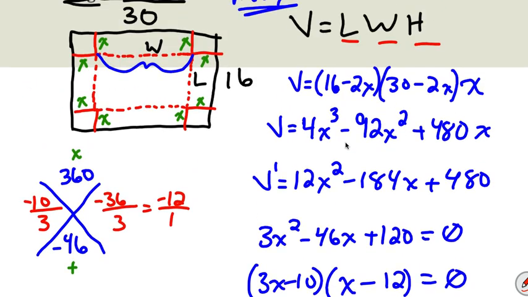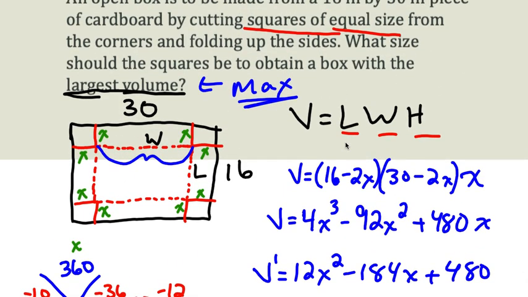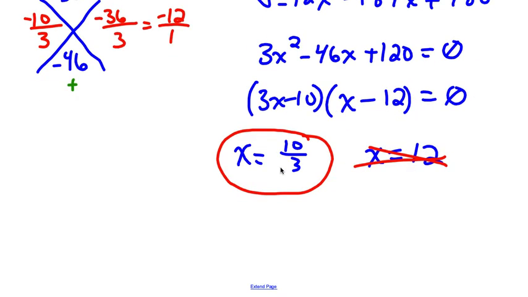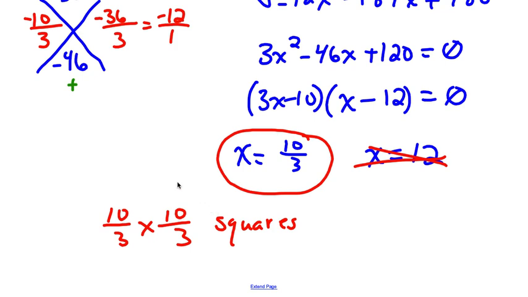Okay? Now, what size should the squares be? That's the question that we're asked there. So the answer is 10 thirds. I guess to actually answer it would be 10 over 3 by 10 over 3 squares. Okay, so that's your length and your width. Or, you know, sometimes they're asked to find what the volume would be or something like that.